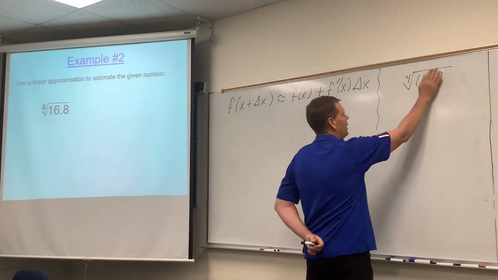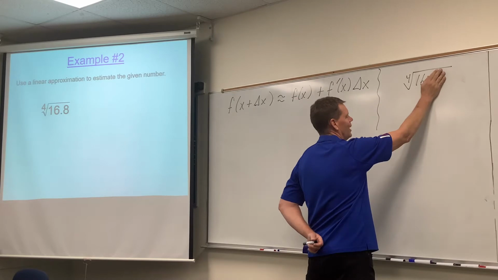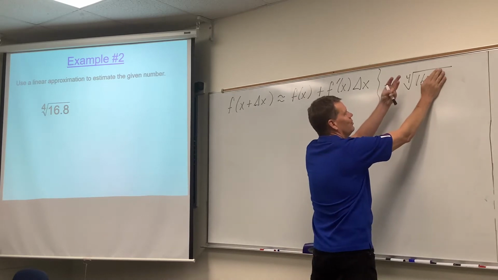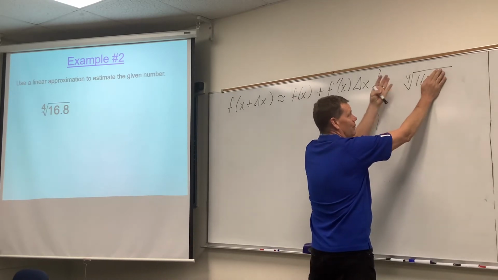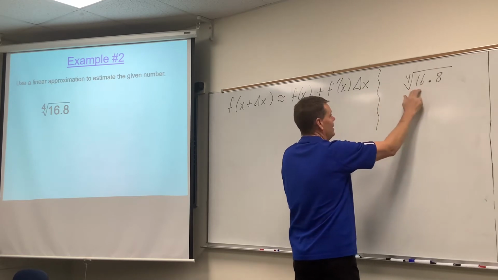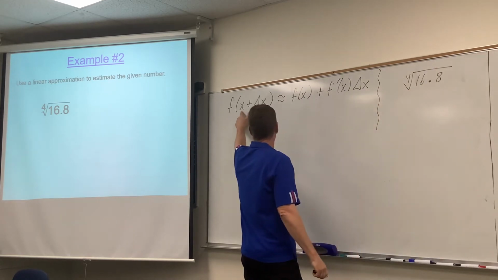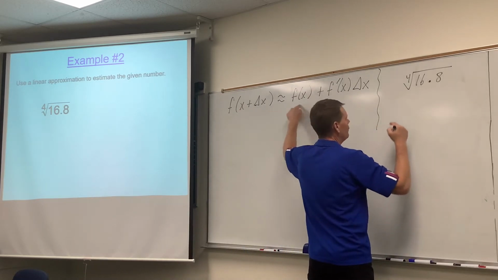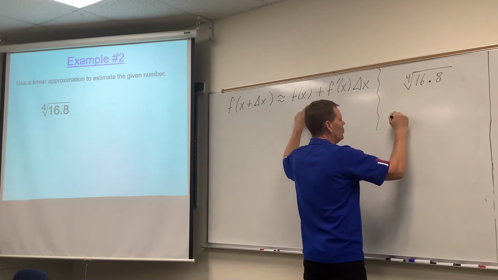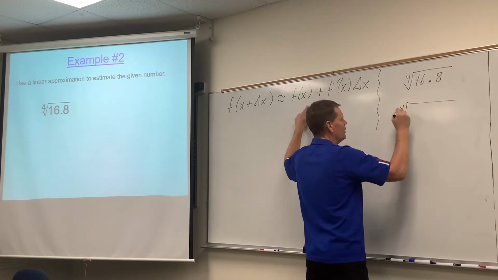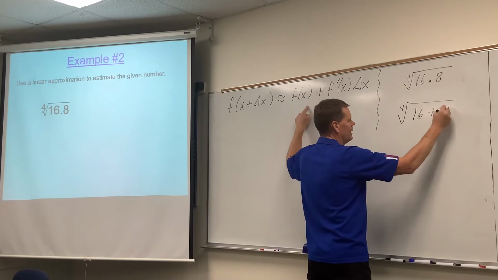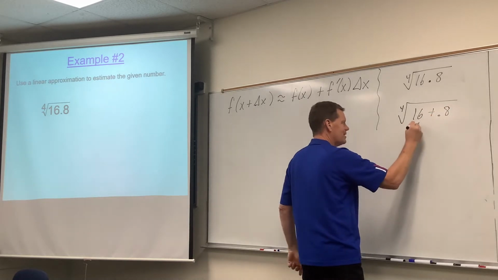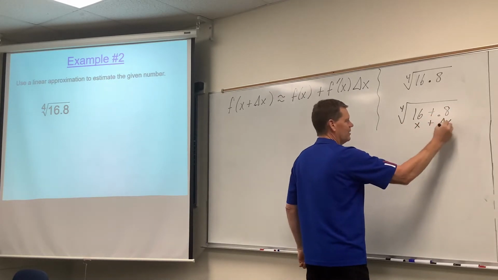Anyway, you can take the fourth root of 16 in your head. 2 times 2 times 2 times 2 is 16. The fourth root of 16 you can do in your head. So the point is, we're splitting that 16.8 up into 16 plus 0.8 because we can take the fourth root of 16 in our head. So what's happening here is we're calling this 16 plus 0.8. So the point is that'll be the x plus delta x mentioned here.